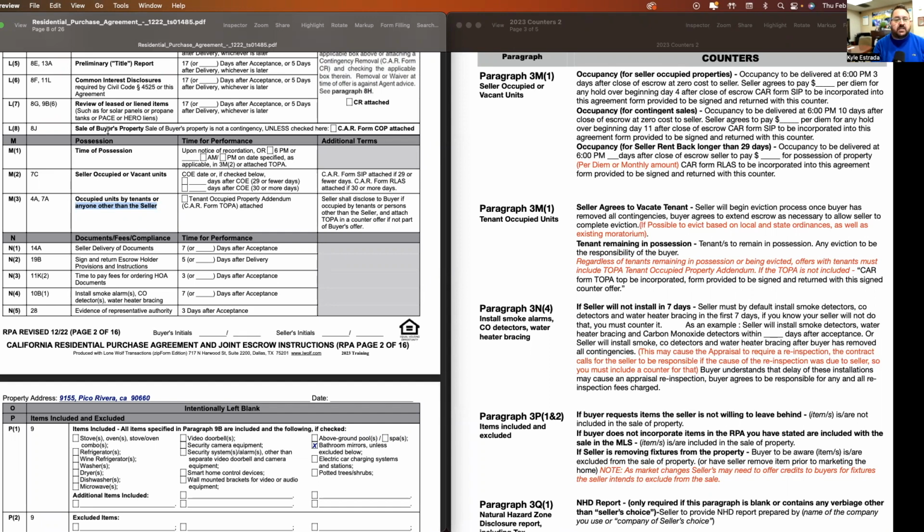Buyer agrees to extend escrow as necessary to allow seller to complete the eviction. And I put in little red there, if possible to evict based on local and state ordinance as well as existing moratorium, because we don't know, right? The county is until March still. Who knows if that's going to continue to get accepted?